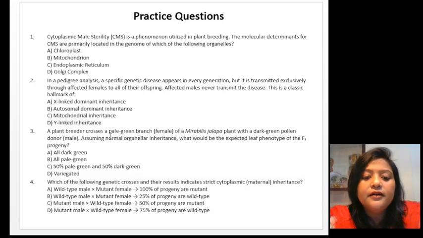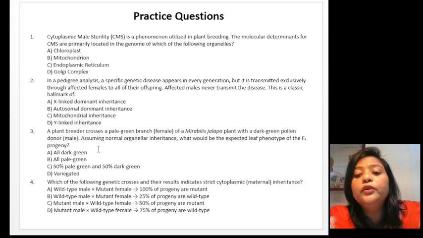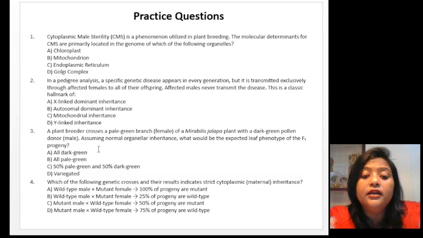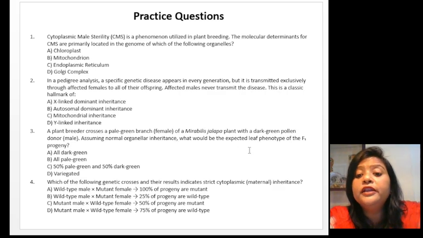Okay. Even here, the third question, a plant breeder crosses a pale green branch female of Mirabilis jalapa with a dark green pollen donor male. So out here female and male is there, assuming normal organellar inheritance. That means the cytoplasmic inheritance. What would be the expected leaf phenotype in the F1 progeny? F1 progeny means the first generation. So it's very easy again. If the female is having pale green, what will happen? The generation all will have pale green.